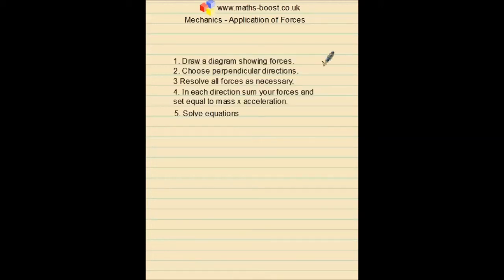So just to recap, here are our 5 steps. Draw a diagram showing the forces. Choose perpendicular directions, and as I've said, this will be dictated by the direction of acceleration. Resolve all forces as necessary into those perpendicular directions. In each direction, sum your forces and set equal to mass times acceleration. And finally, solve the equations as necessary.